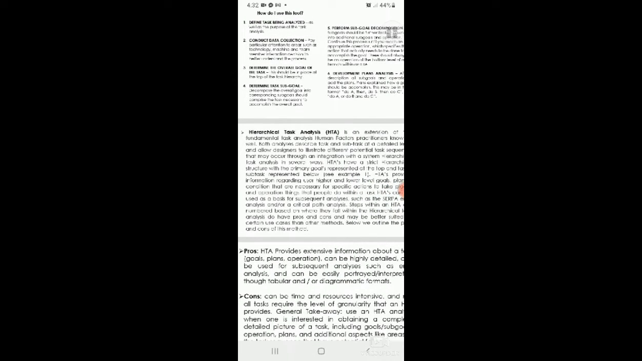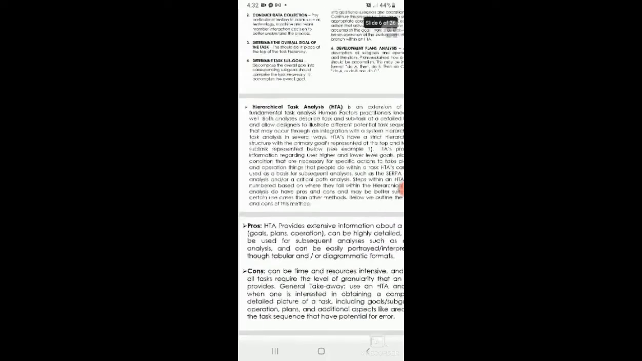And the next is hierarchical task analysis, or HTA. HTA is an extension of the fundamental task analysis human factors practitioners know so well. Both analyses describe the tasks and subtasks at a detailed level and allow designers to illustrate different potential task sequences that may occur through an interaction with the system.